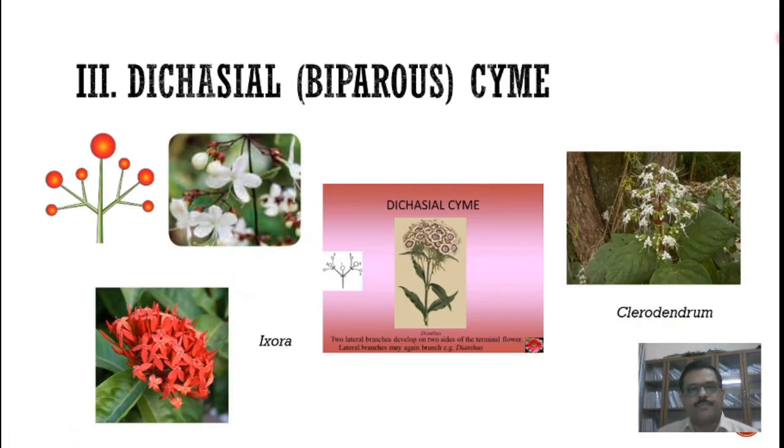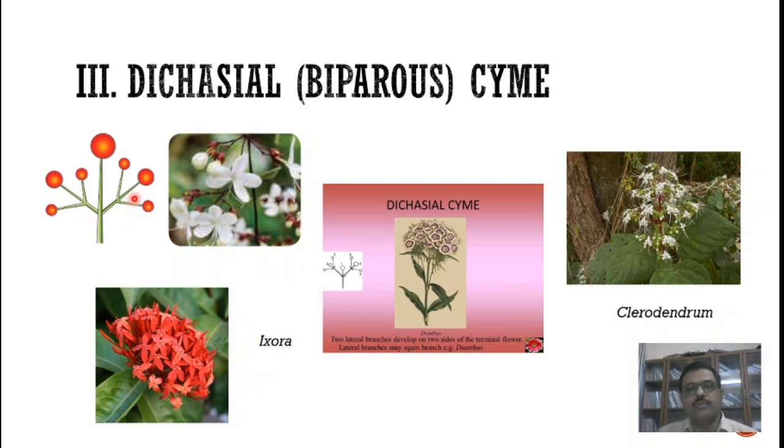The next type is the dichasial or biparous cyme. Here the growth of the peduncle terminates in a single flower. Below this flower, 2 bracts are formed, a pair of bracts, giving rise to 2 flowers. So at this point it resembles the simple cyme, but here the growth continues.